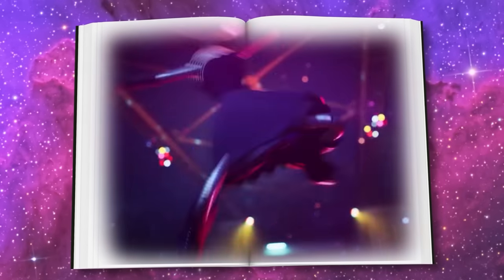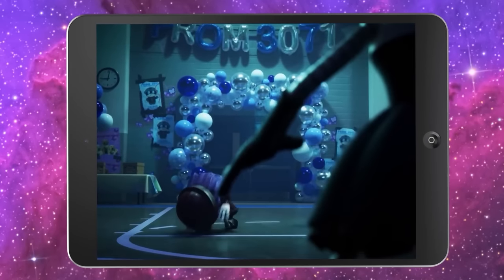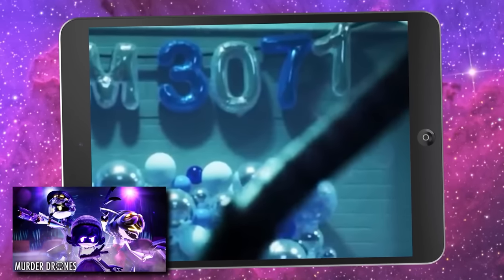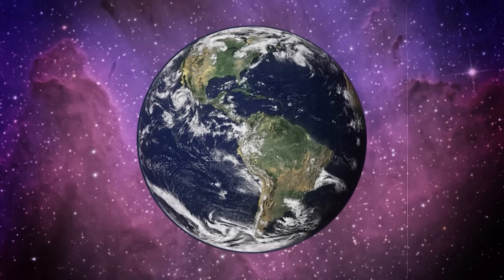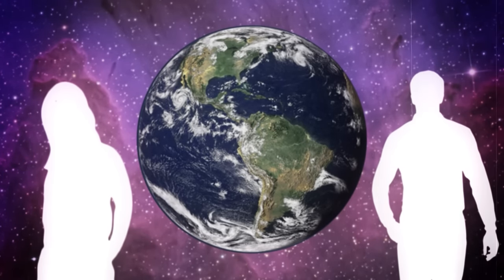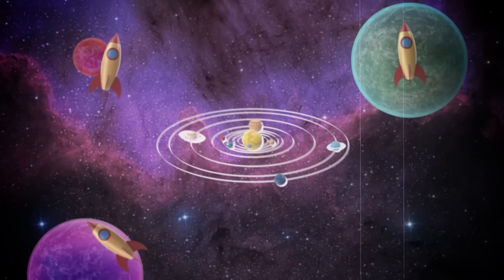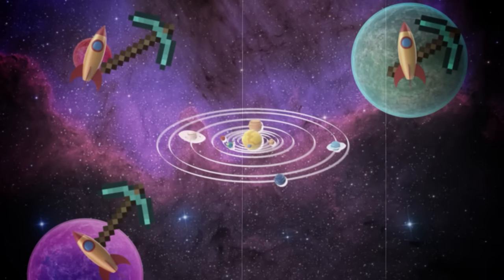The main story of Murder Drones takes place in the far future, the year 3071 to be exact, based on these balloons that we see in the background of episode 3's prom scene. However, the real start to our story happened quite a number of years earlier. This was a time when humans were expanding beyond the confines of Earth to set up colonies on planets outside of our solar system, mining them for all their resources.